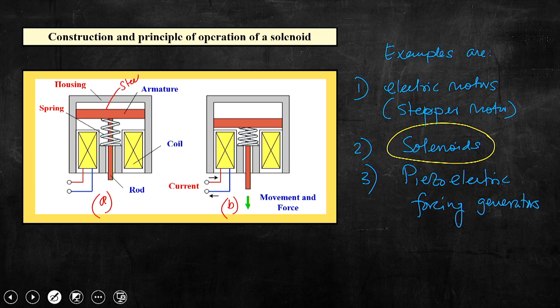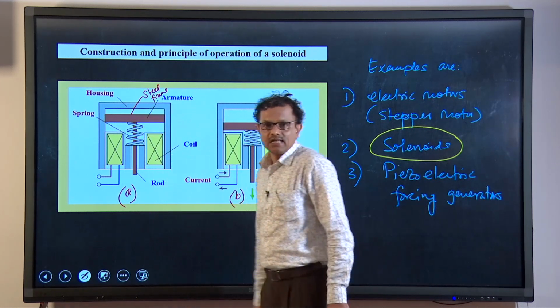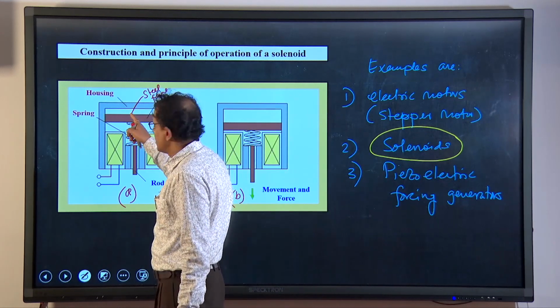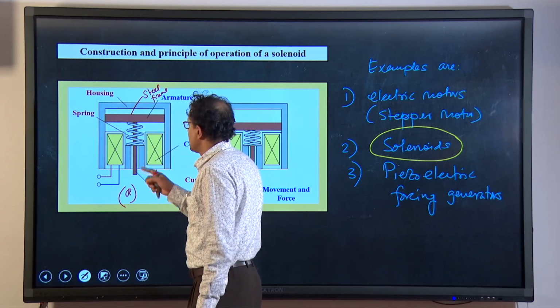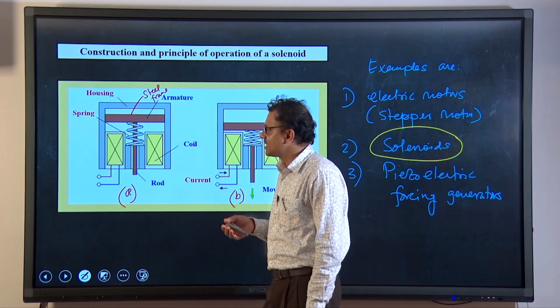The solenoid consists of a steel frame which is ferromagnetic, that contains another steel element known as the armature, and another connecting rod that we can see, and the spring. These are the very important elements. Let me repeat once again.